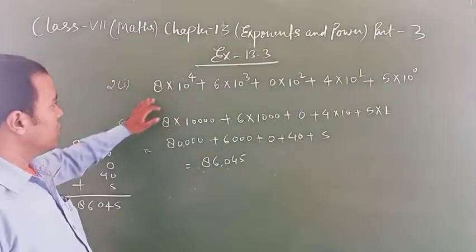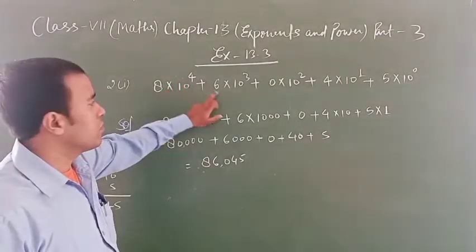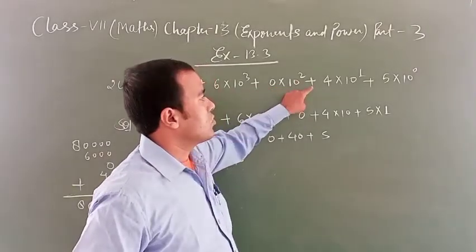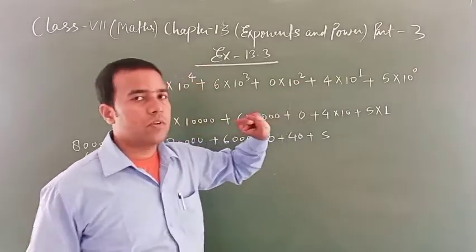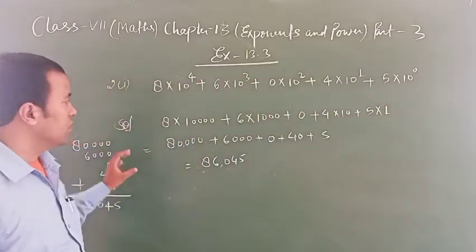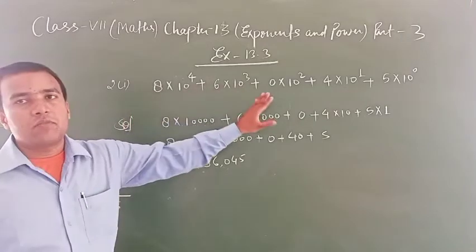Again I am telling you, 8 into 10 to the power 4 plus 6 into 10 to the power 3 plus 0 into 10 to the power 2 plus 4 into 10 to the power 1 plus 5 into 10 to the power 0. It is a question given in expanded form. Clear?